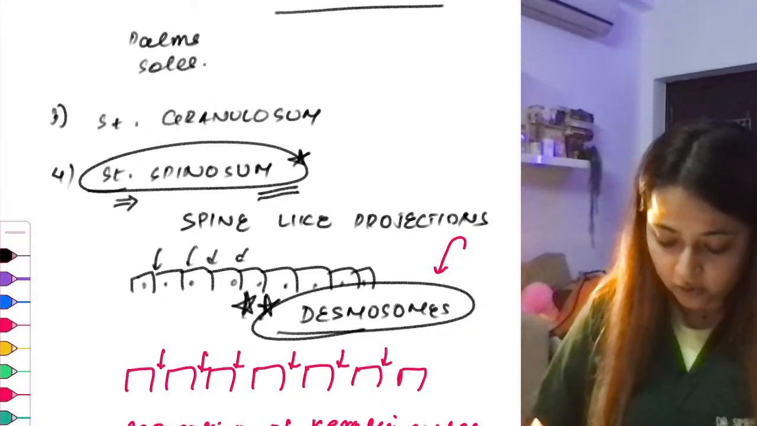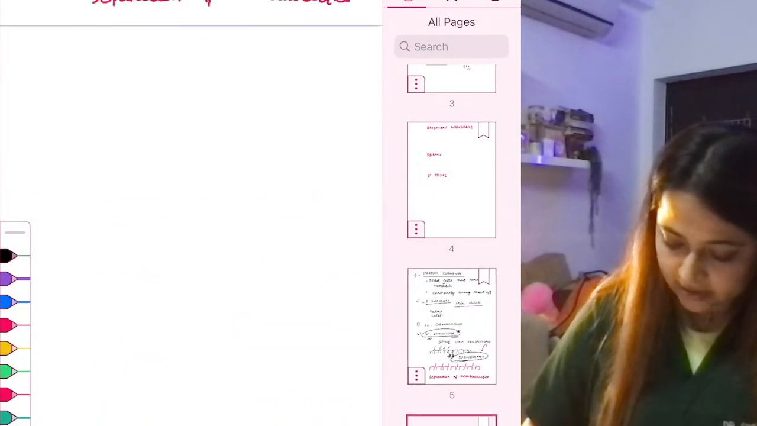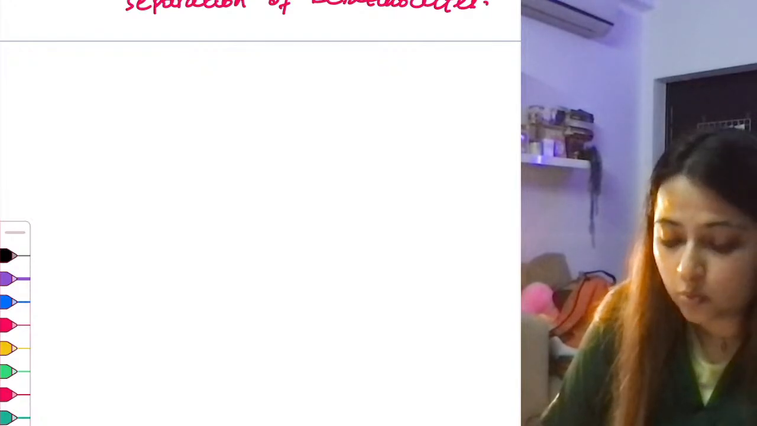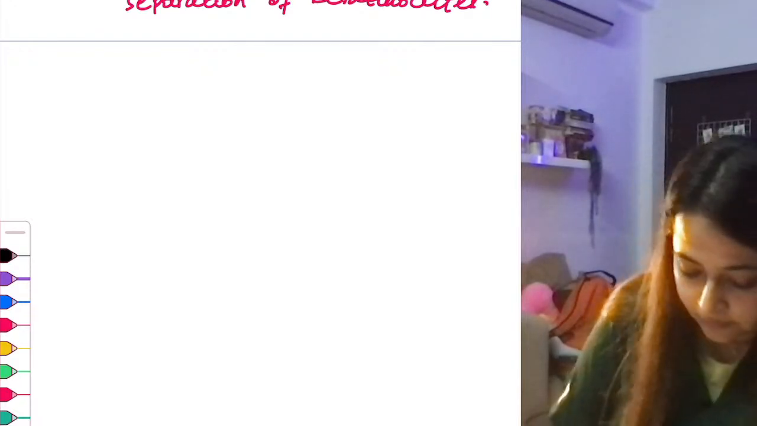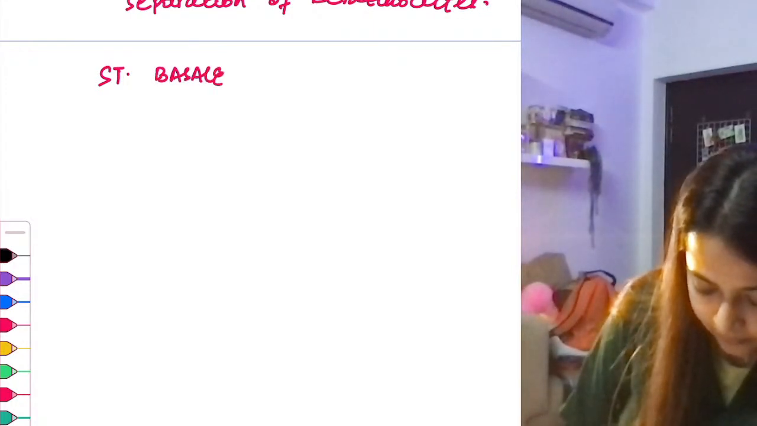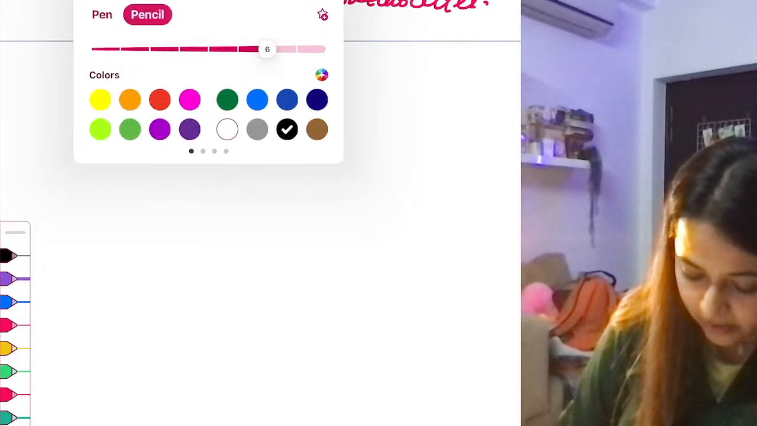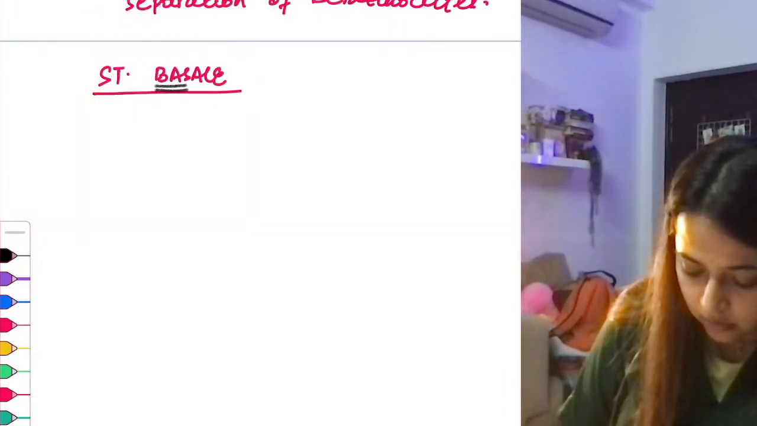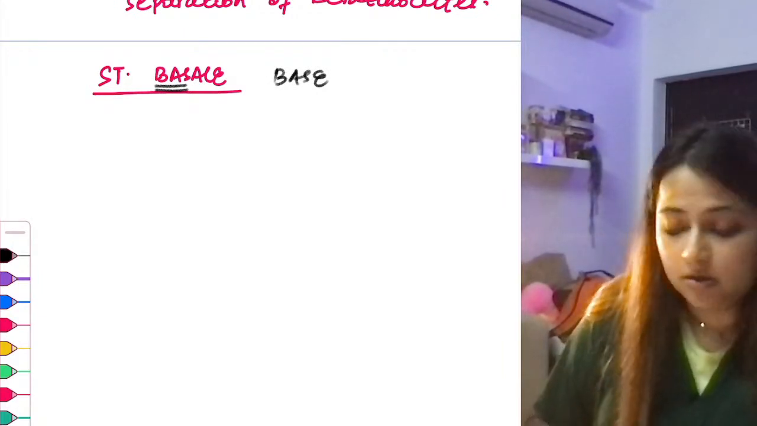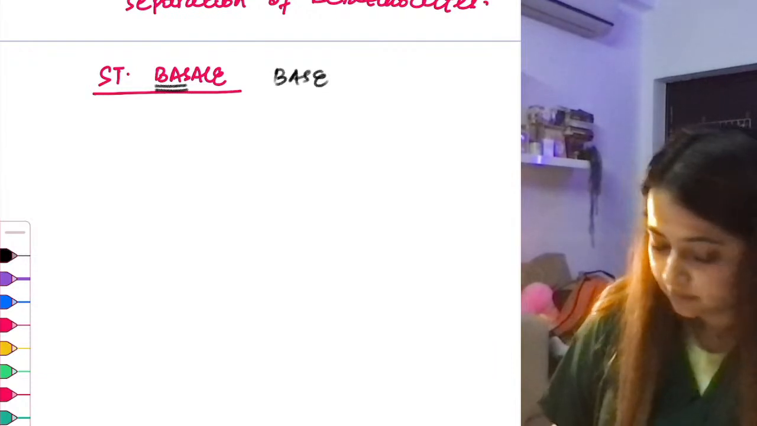Talking about the last layer, the innermost layer of the epidermis. What is that? That is known as stratum basale. How will you remember? Basale is related to base. So it is present at the base of the epidermis. So what is the importance of stratum basale?